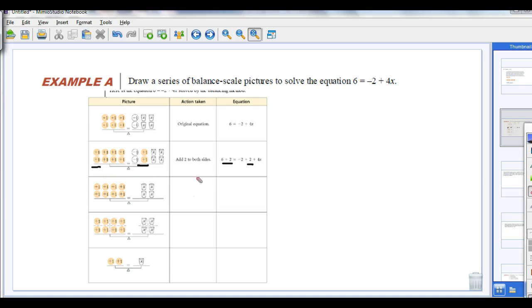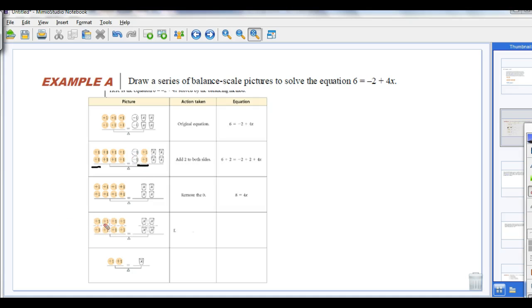Okay, good. So how do we go to the next one? Well, now I have the same on the left side, but now we've just canceled out the positive and negative 2. We removed the 0. So that would be 8 equals 4x, because the positive 2 and the negative 2 just canceled out.